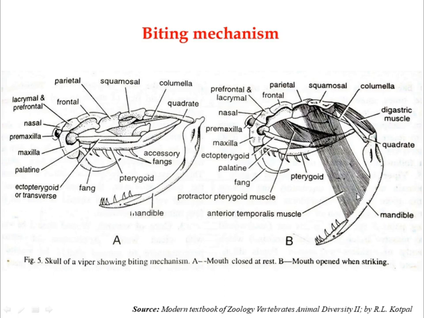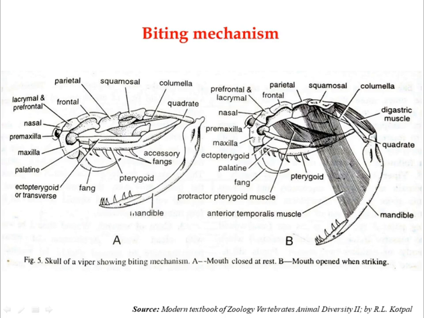It also pushes forward the quadrate bone. Here you can see the position of the quadrate bone. The lower end of the quadrate is thrust forward. This in turn pushes another bone, the pterygoid. So there is a chain: first the mandible is lowered, the quadrate is pushed forward, which in turn pushes the pterygoid present on the upper jaw. The pterygoid in turn pushes the transverse or ectopterygoid bone.